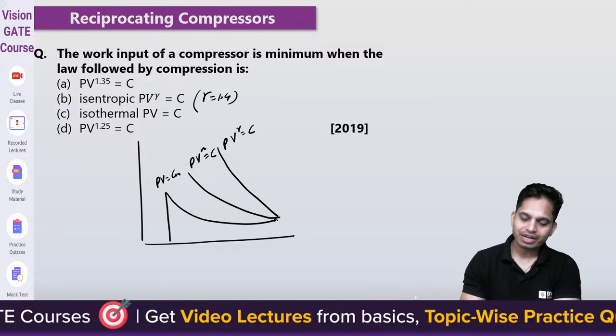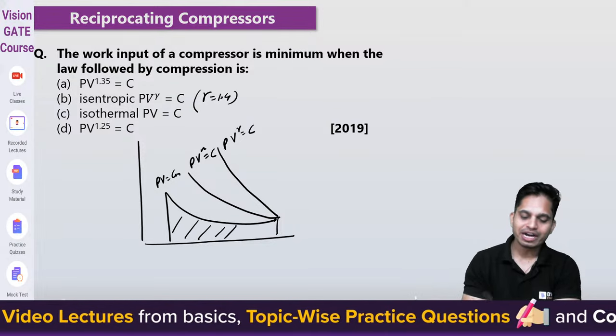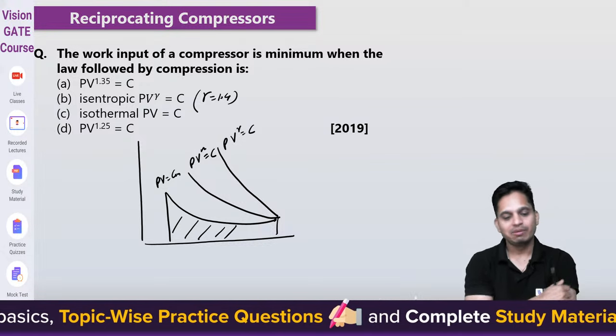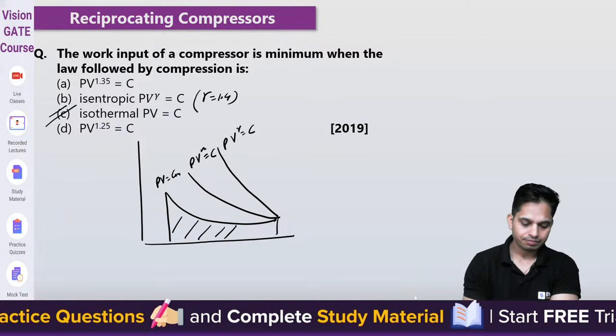So this work is minimum. The area below the curve is minimum. So the work is minimum for isothermal.